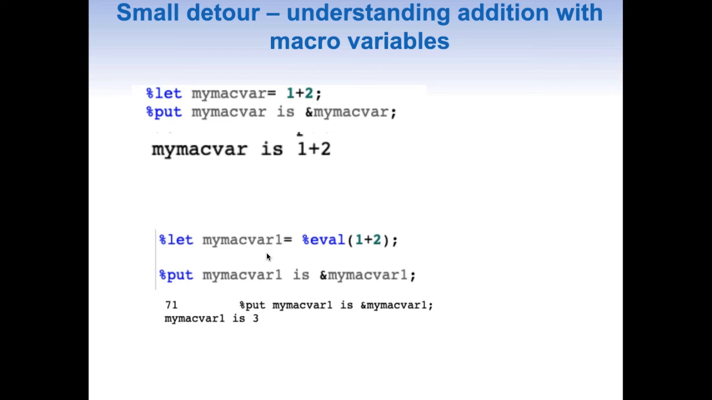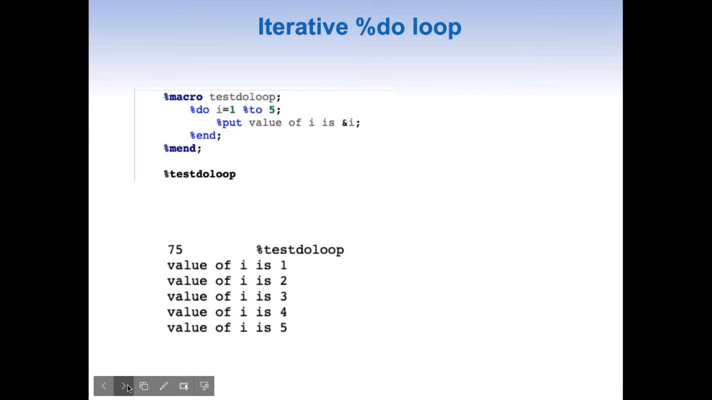And when we try to see the value of mac var 1, we can see the result as 3. So for some calculations to be done, especially addition here, we need to use %eval. Now I would also explain why I have discussed this slide in a bit. But first let's look into %do loop.